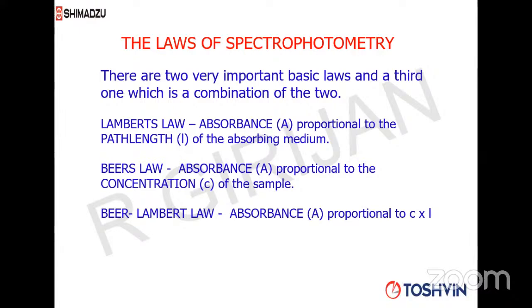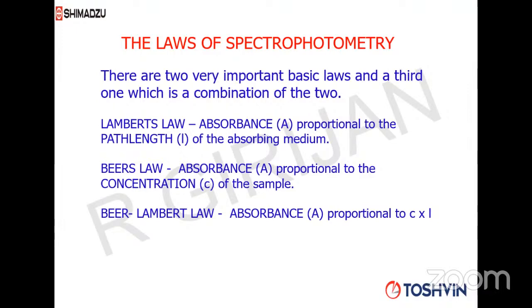When you're going to do a quantitative analysis by UV, there are 2 important laws, and the third one is the combination of the first 2. What are the first 2? Lambert's law: absorbance is directly proportional to the path length of the absorbing medium. We are going to make a solution, and all of you must have done measurements in UV. You prepare a dilute solution and you take it in the cuvette.